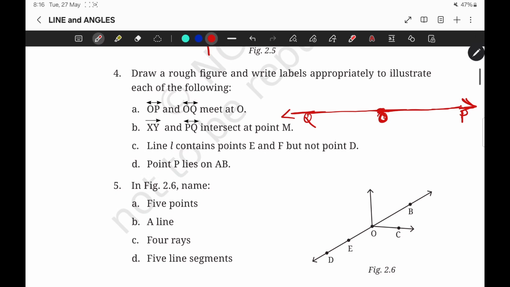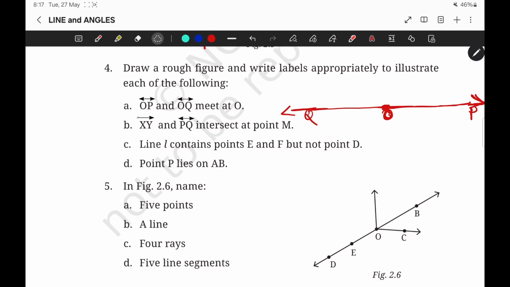Ray XY and line PQ intersect at point N. Intersection means a crisscross, a crossing across. So ray XY and line PQ intersect at point M.